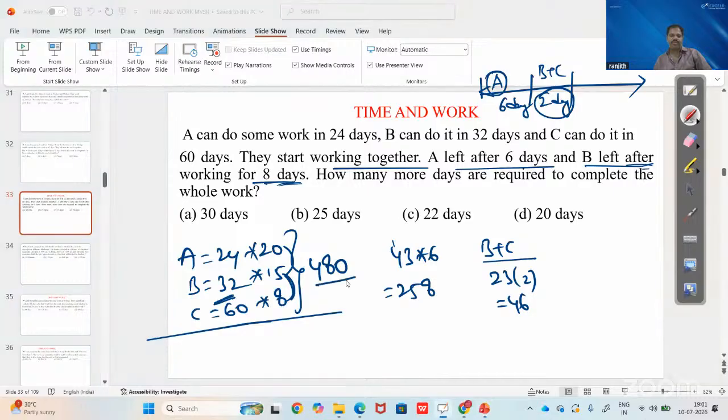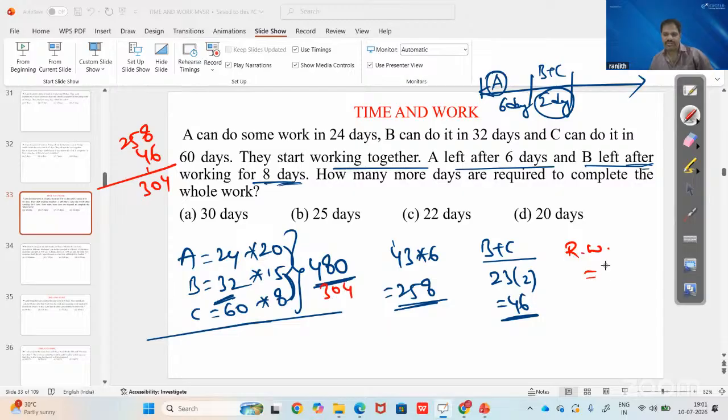So total number of units equal to 480. Out of 480, 258 is completed. Next will be equal to 46. If I add these two values, 258 and 46, will be equal to 304. So the remaining number of units is nothing but 480 minus 304 will be equal to 176. Here A left, here B and C are working, B left. So the rest will be C alone working for the remaining work.